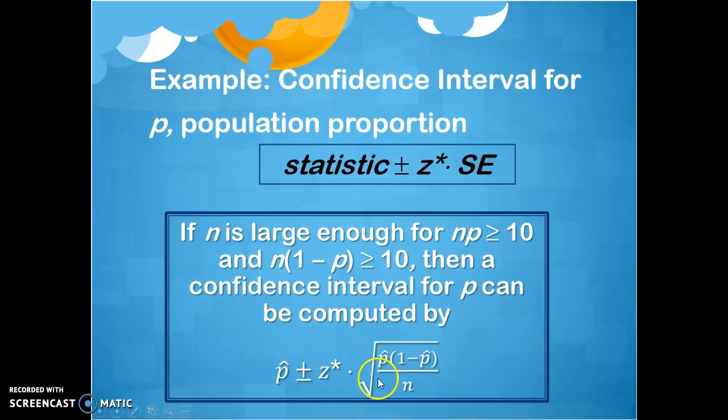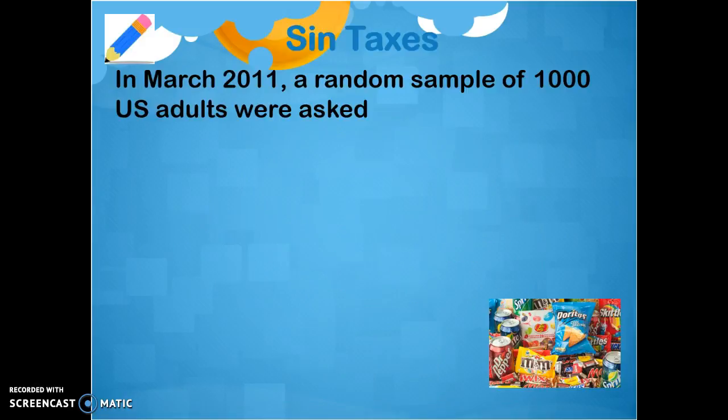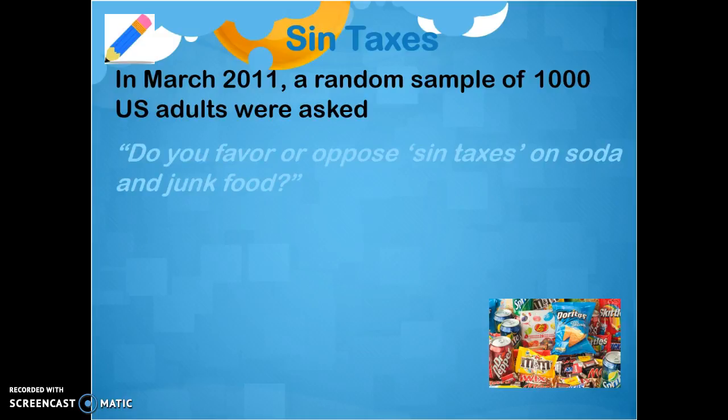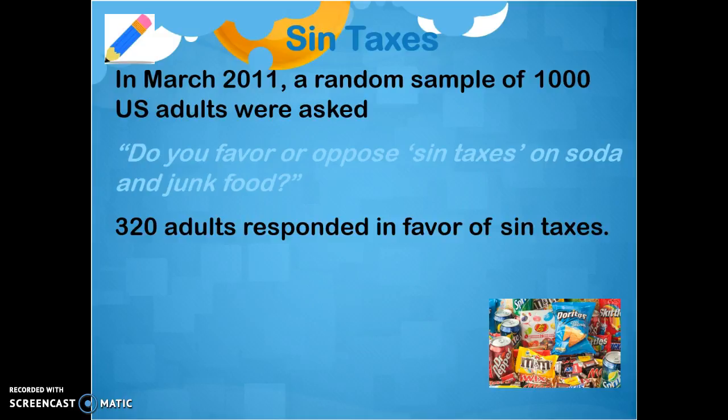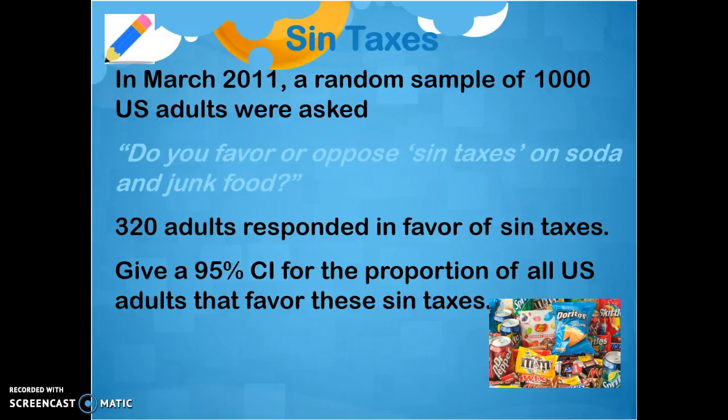Anyway, so you plug in some stuff. This is just the formula for the standard error for the proportion of interest. And so if we are given a situation where a random sample of 1,000 adults were asked, do you favor or oppose sin taxes on soda and junk food? If we did a random sample of 1,000 and found that 320 of them responded in favor, how do we find a confidence interval of 95% sureness for the true proportion of all U.S. adults that favor these taxes?